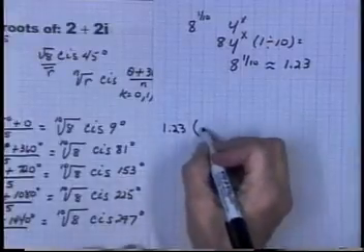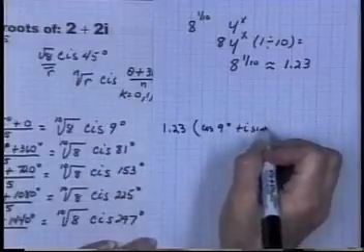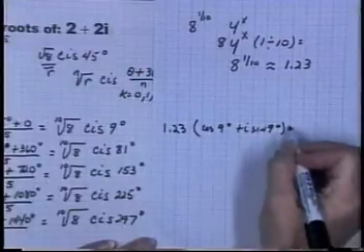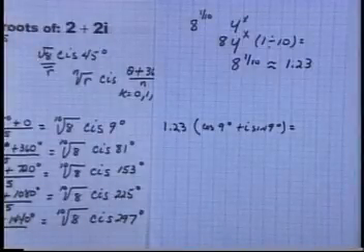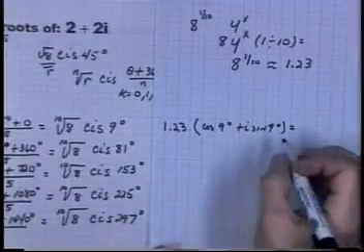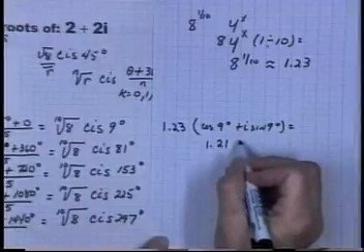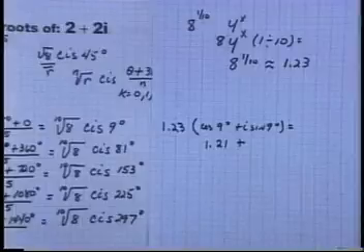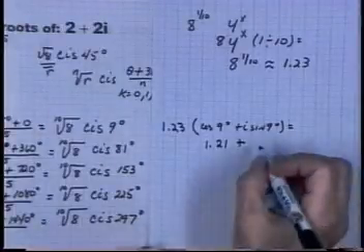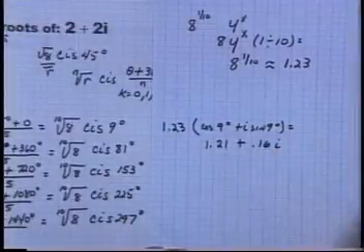This means I'm going to do the cosine of 9 degrees plus i times the sine of 9 degrees, right? Okay, so let's do 1.23 times the cosine of 9 degrees. That gives me 1.21 rounded off, plus 1.23 times the sine of 9 degrees is about 0.16 if I round off, times i.